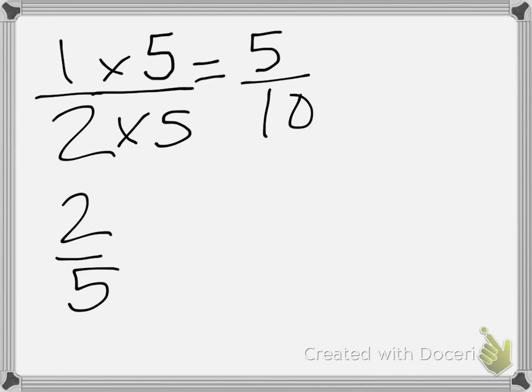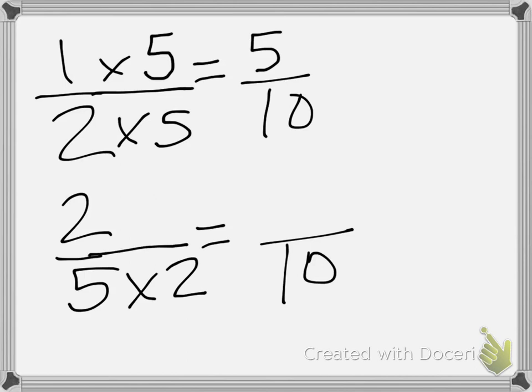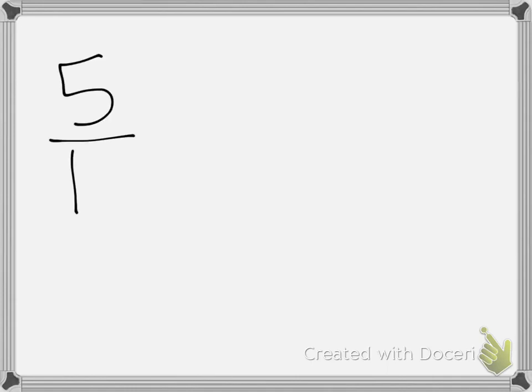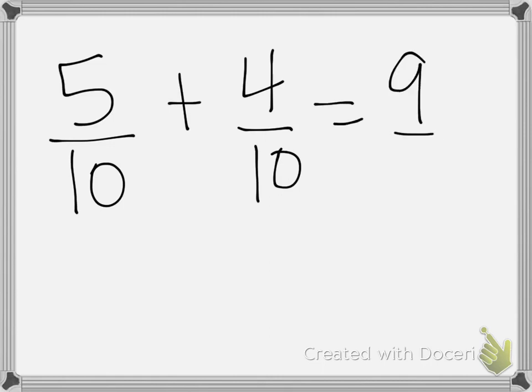It's equivalent. Then here for 2/5, do the same thing. We want the common denominator 10. 5 times what gives you 10? 5 times 2. What you do at the bottom, you have to do at the top. We say this over and over again. 2 times 2 is 4. Now we have renamed the fractions. Now we can add them together because they have a common denominator. 5/10 plus 4/10 equals 9/10.